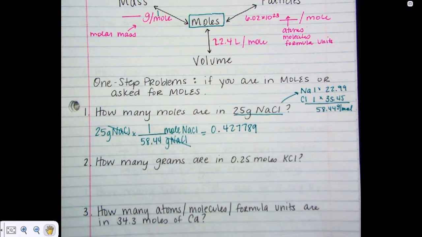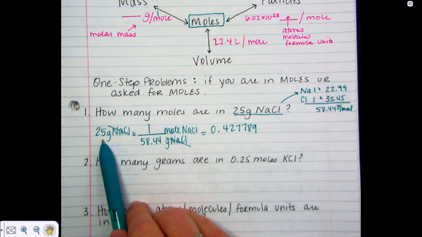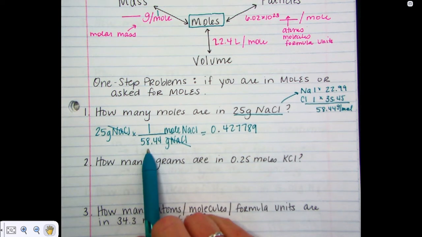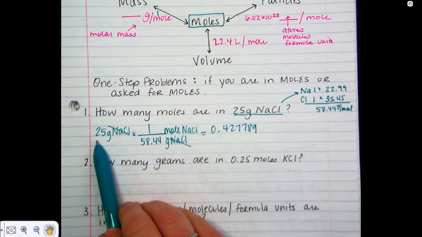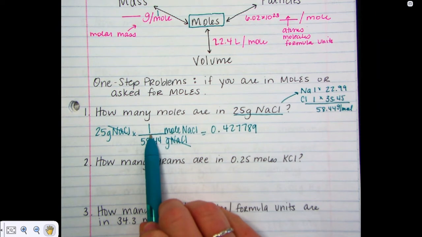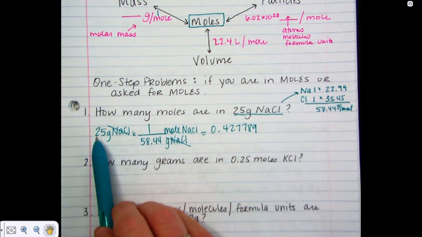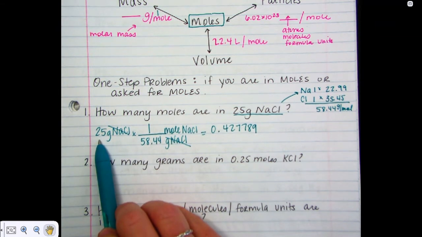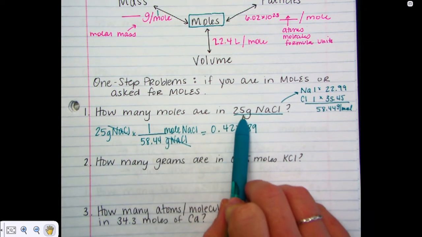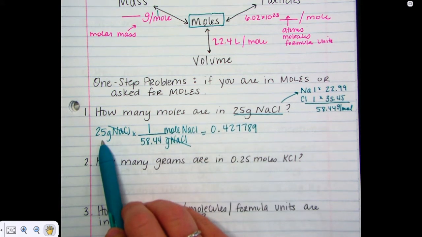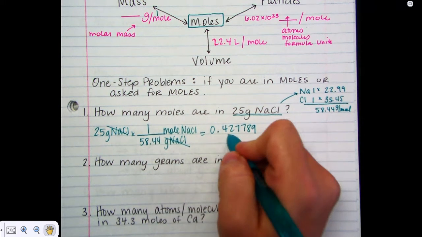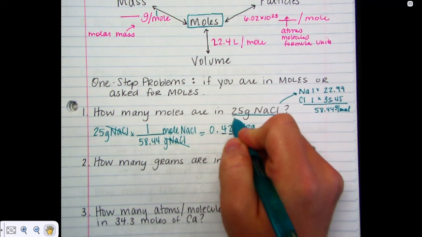All right, so let's talk sig figs. 25 has 2 sig figs. 58.44 has 4 sig figs. This is obviously less. This is exactly 1.000. So I'm going to go based off of the number that I have here. In general, most of the time whatever's given in the problem is probably going to be what determines your sig figs. So 2. So 1, 2, the 7's going to round over.